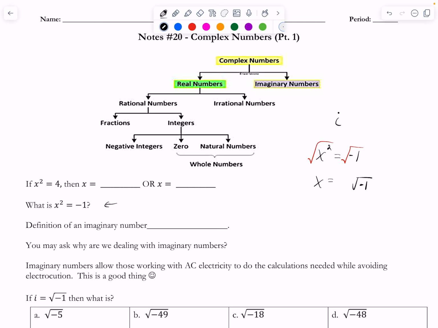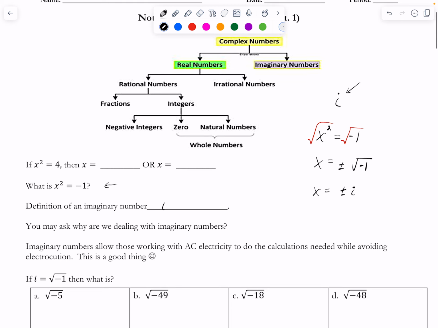So mathematicians decided to allow them to continue working. They needed to come up with a way to deal with this. So they decided to use the letter i to represent this, all right? We'll talk a little bit about that plus or minus later. But the idea is that plus or minus i would be the answer for this. So i is the square root of -1, okay?